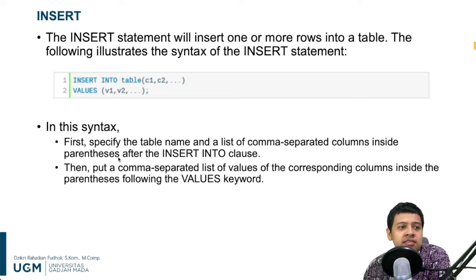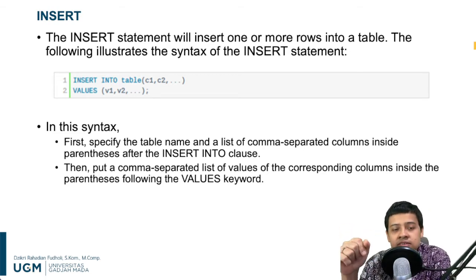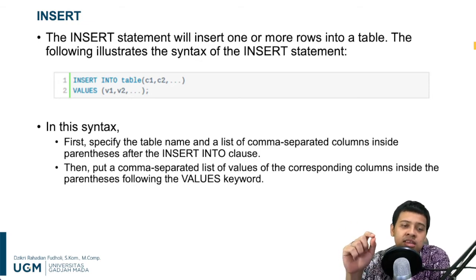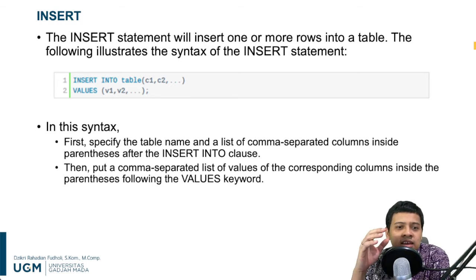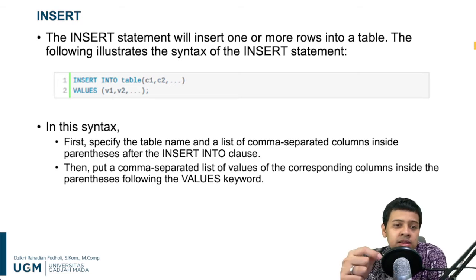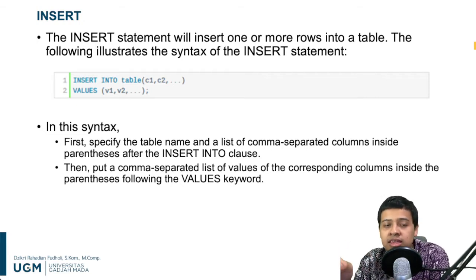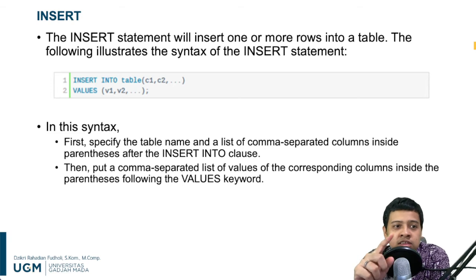In this syntax, first we specify the table name and a list of comma separated columns inside parentheses after the insert into clause. So the table is the table name, and inside the parentheses are the columns. In that table there may be 8 columns, but if you just want to insert maybe 3 columns, then in the column clause over here we define which columns we want to fill in.